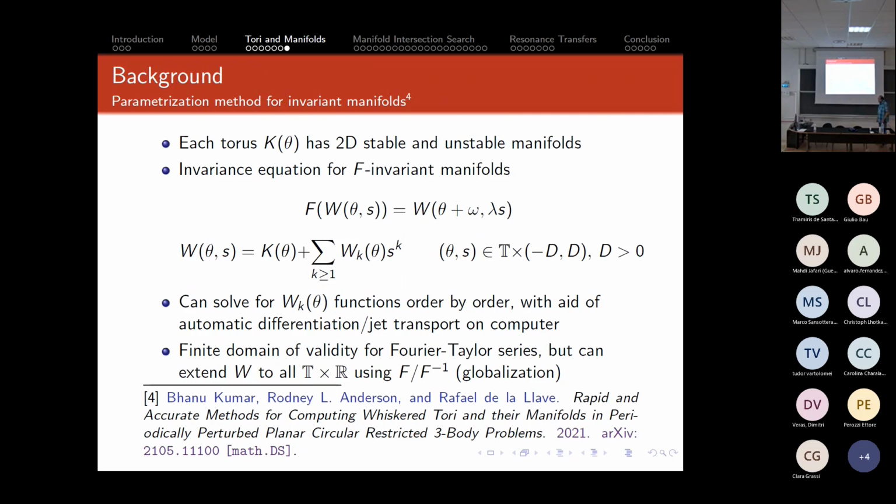So now, given these tori that were just computed, we can also compute the manifolds using similar parametrization methods. It's going to be a function of an angle theta and a real parameter s along the unstable or stable direction. You can compute it using a Fourier-Taylor series with the help of automatic differentiation, jet transport, just a recursive order by order method. And then finally, the Fourier-Taylor series only has a finite radius of convergence, but you can use numerical integration to extend this function W of theta and s to the entire space T cross R.